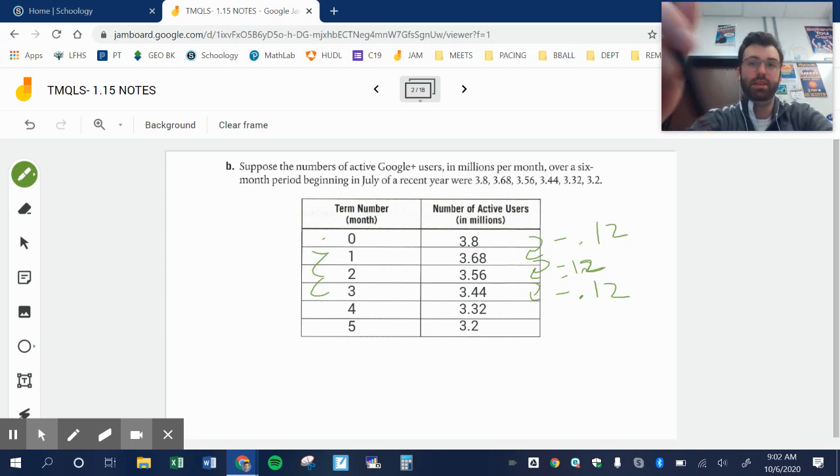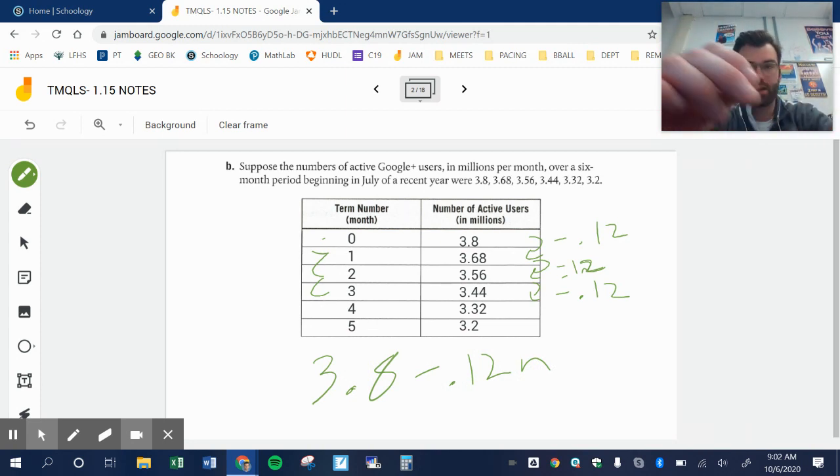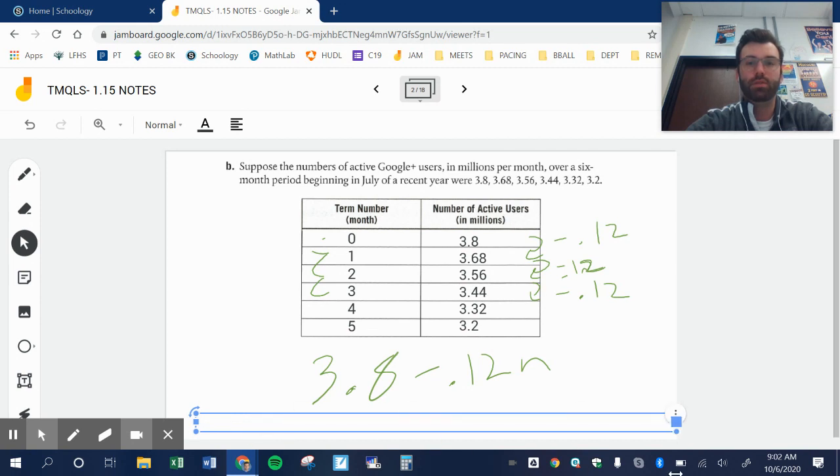That means it's going to be linear, which connects to our linear functions. So how do we start with that? We'd write our first term, 3.8, minus our common difference, 0.12 times n. What does that mean within the context of the problem? It means the number of users decreased by 0.12 million, or 120,000.